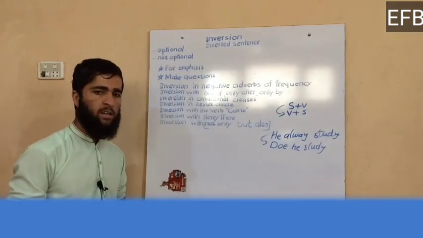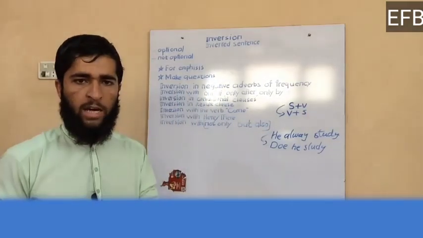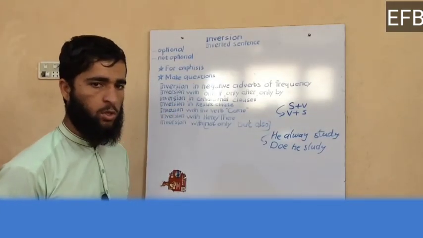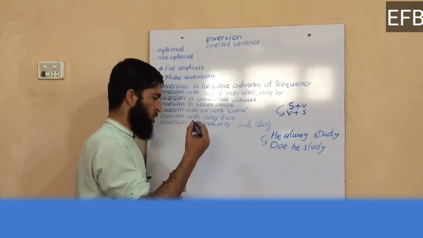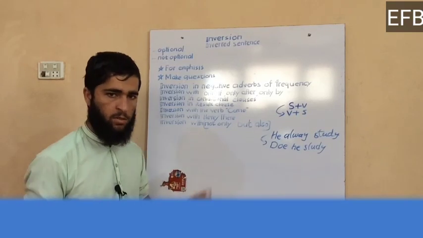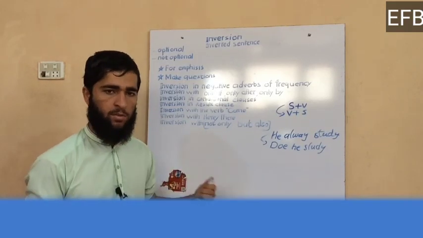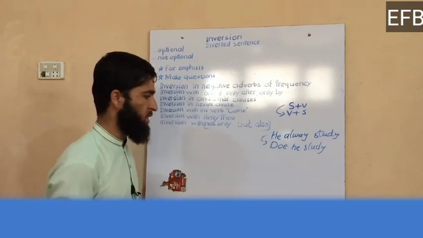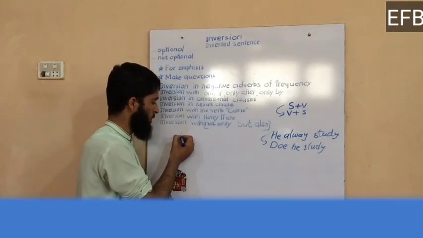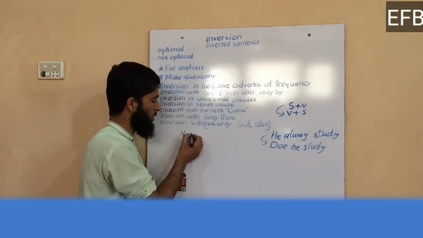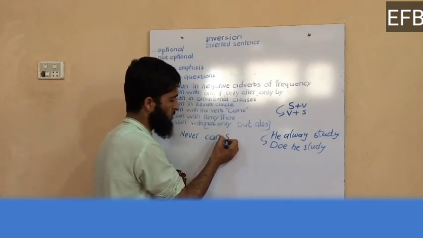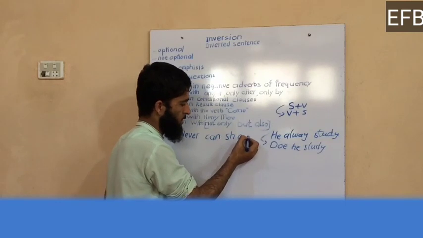Now let's talk about what inversion can be applied with. So let's start with the negative adverbs of frequency. We could use inversion with them. We should use at the beginning of a sentence negative adverbs of frequency, then auxiliary verbs, then the subject, then the rest of the sentence. For example, always is positive. Never can she cook.